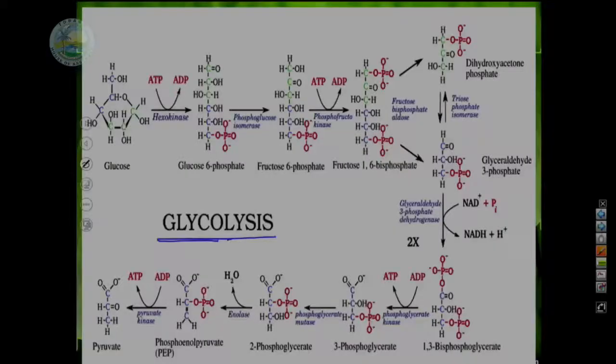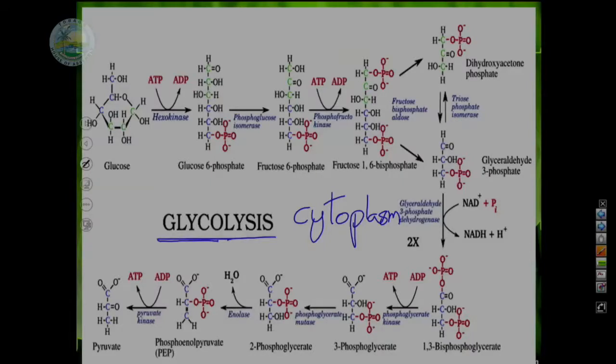When it enters your cell, what happens next? This is where we are. So within the cell, as we showed earlier, within the cytoplasm of the cell, this process takes place. Glycolysis is taking place in the cytoplasm, whether oxygen is present or not. So it is found both in aerobic or anaerobic respiration.